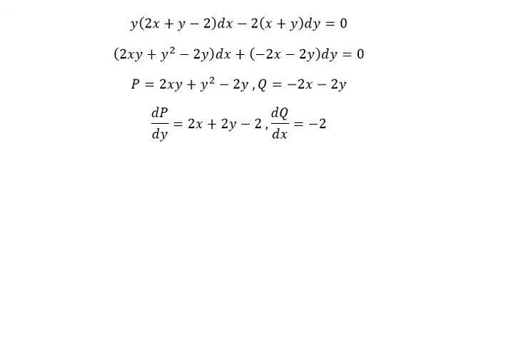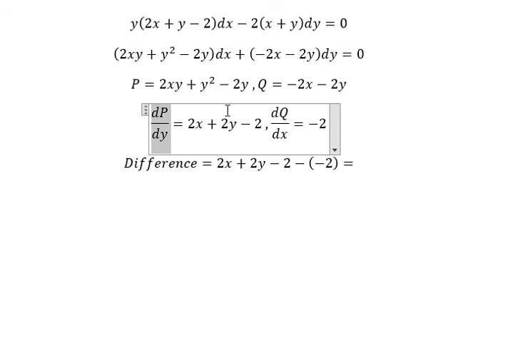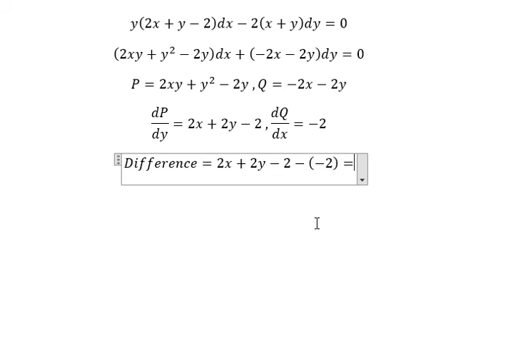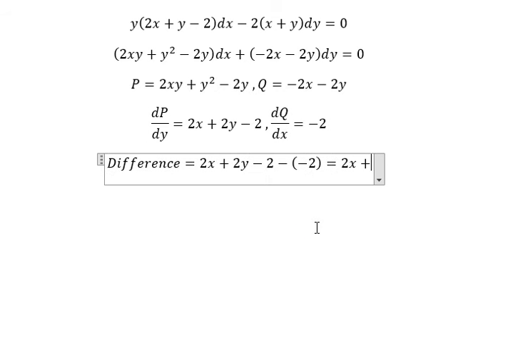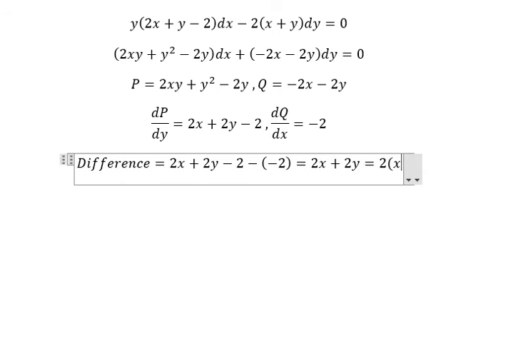So the next one, we need to find the difference in here. So why do I need to find the difference? Because I want to find the factor. So we have this one minus negative number 2. So we put this one minus this one, and we have this one equals to 2x plus 2y. So when I put number 2 go outside, so we have like this.